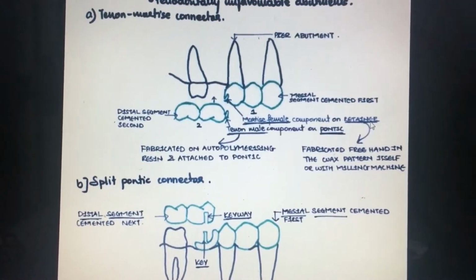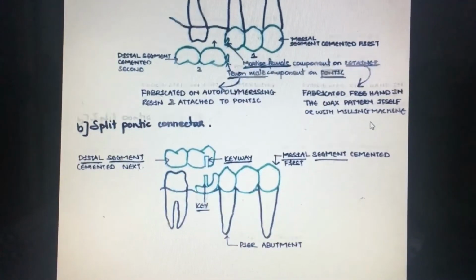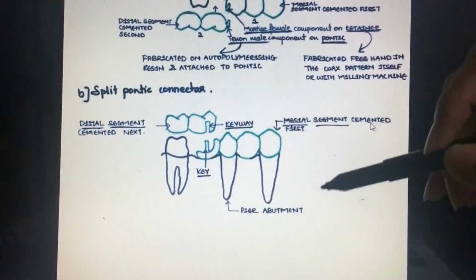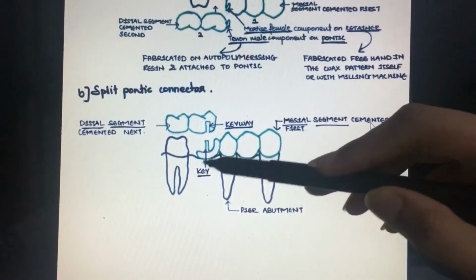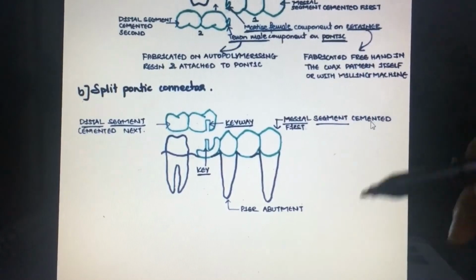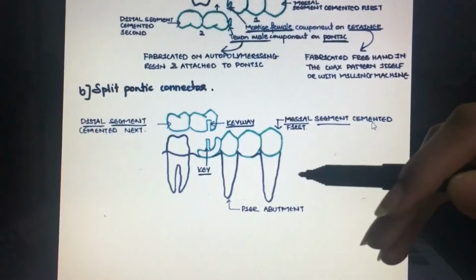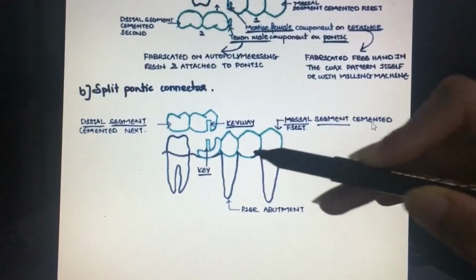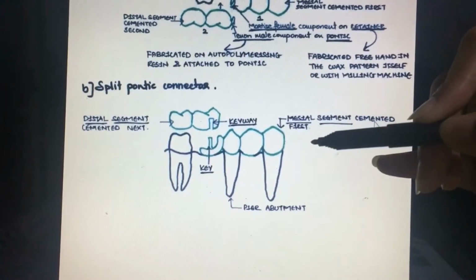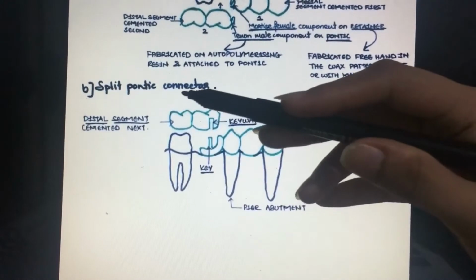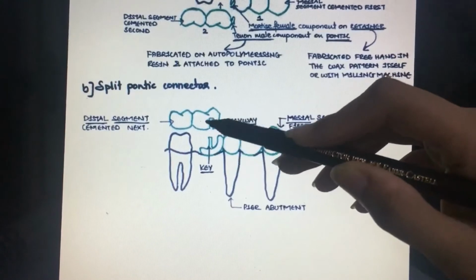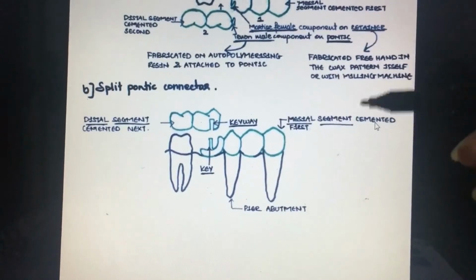Then we come to the split pontic connector. In the split pontic connector, we have a key and keyway. This mesial segment consists of the key and this distal segment consists of the keyway. As I told you earlier, in most of the cases, the mesial component is cemented first and the distal component is cemented after cementation of the mesial component. The split pontic connector is also used in cases of pier abutment. This is the key and this is the keyway. It's just like a lock and key system.